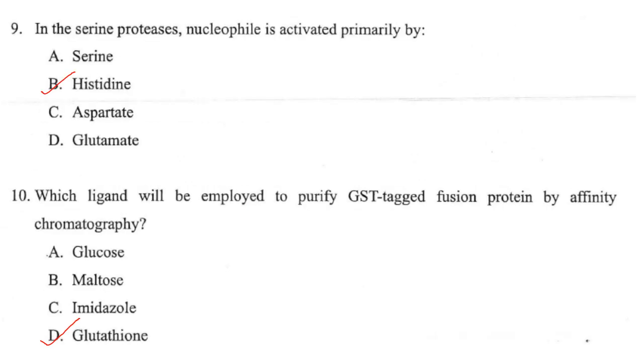The next one. In serine protease, the nucleophile is activated primarily by? So it is by histidine that the nucleophile is activated in serine proteases. Answer is option B. Which ligand will be employed to purify GST tagged fusion protein by affinity chromatography? So GST is glutathione S transferase. So your answer is there in the question itself. GST tagged protein purification is based on the affinity of GST to glutathione ligand. So the answer here will be option D.